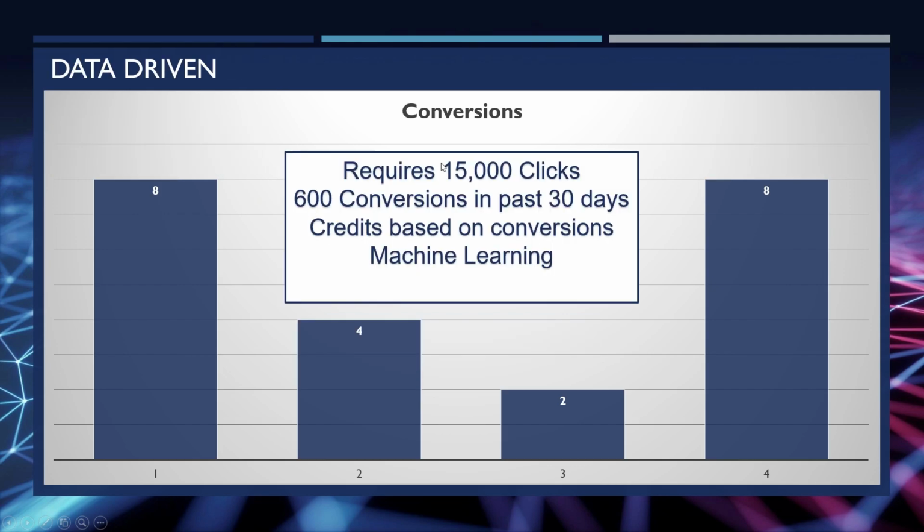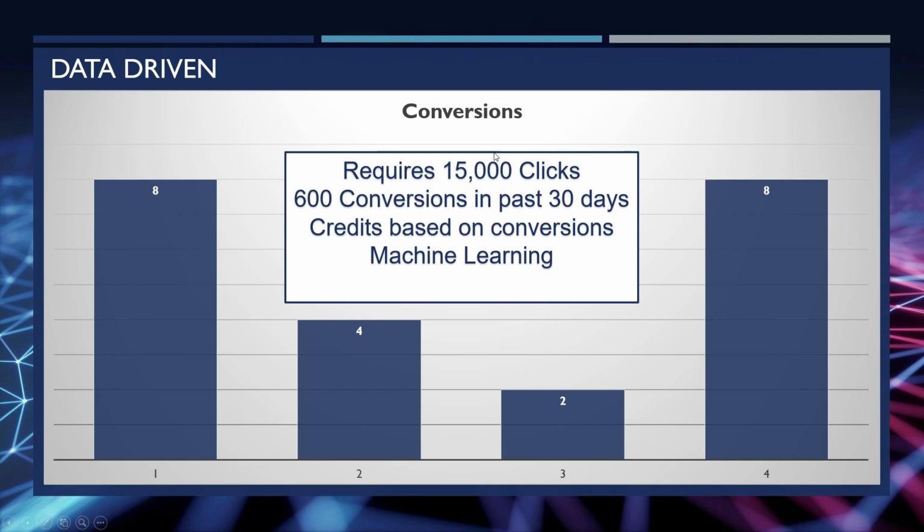Then you have data-driven. So this is like for big advertisers who spend a lot of money. Basically the requirement is you need to have 15,000 clicks in your ad account. There should be 600 conversions in the past 30 days, and the credit for the conversion is based on the campaign performance and all the historical conversions. And Google basically uses a machine learning model to figure out which click or which ad or which campaign should get credit.